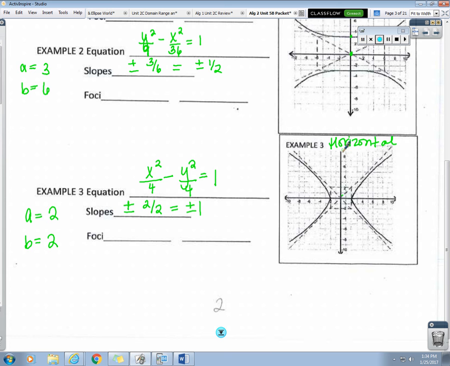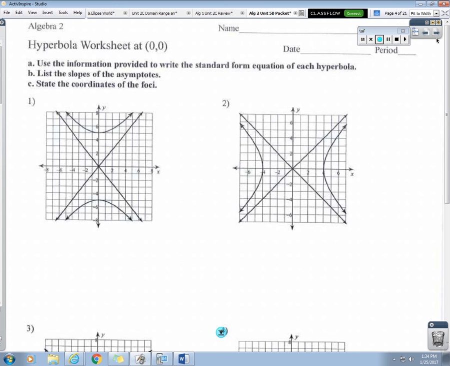Okay, now let's try some of these. Go to page 3. We're going to wait. I don't want to overwhelm you. Okay, so right now we're going to do A and B. We're going to use the information provided to write the standard form equation of each hyperbola, and we're going to list the slopes of the asymptotes. Well, first of all, to know which equation to use, you have to figure out if it's horizontal or vertical. Which is it? Vertical.